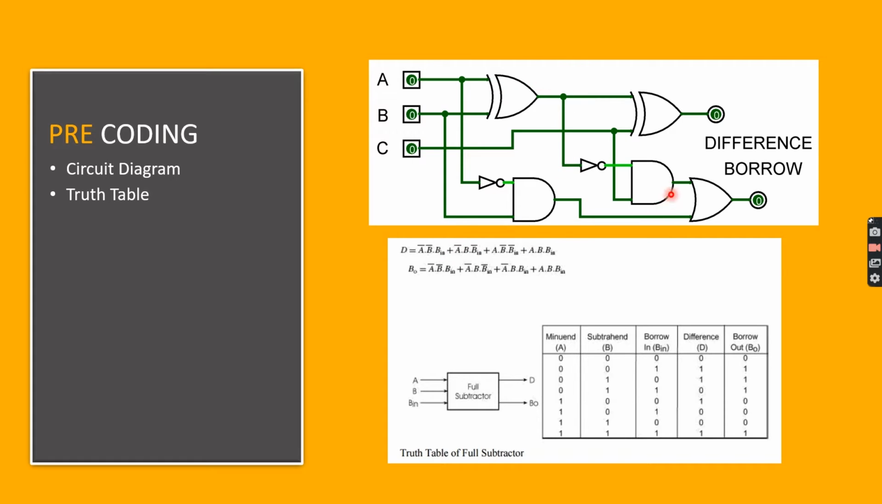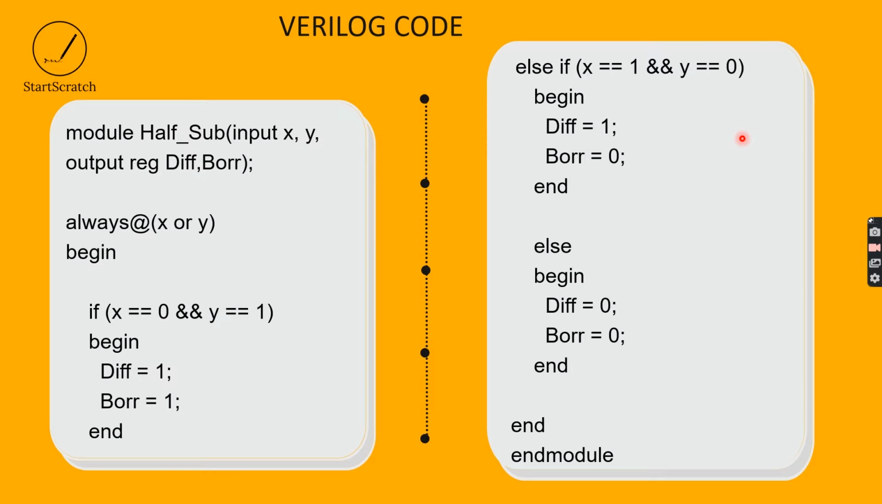and this part. This XOR, NOT and AND gate comprises one half subtractor, and this XOR, NOT and AND gate comprises another half subtractor. And finally, these two are connected to one OR gate, and this results in the borrow, and this results in the difference. Now I will be instantiating the XOR half subtractor which I used in the previous video. Now let's move on to the coding part.